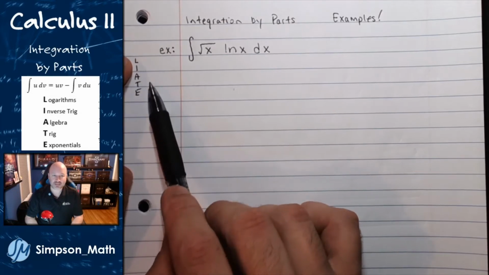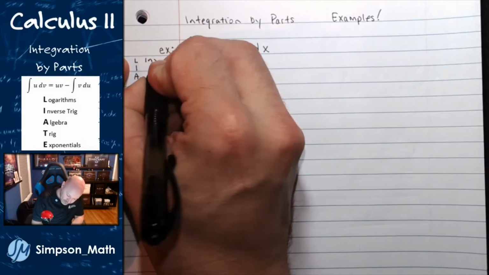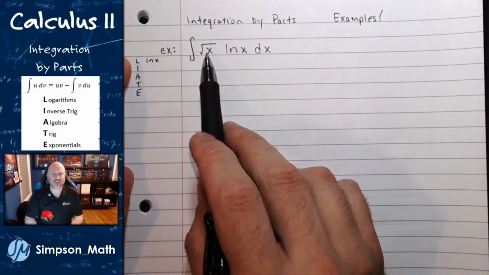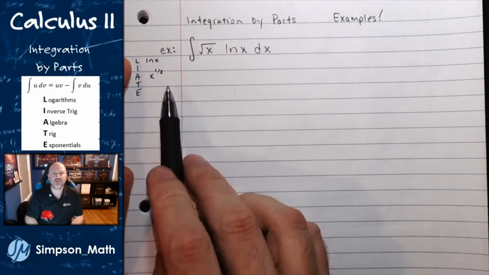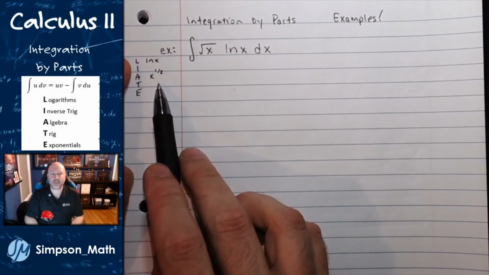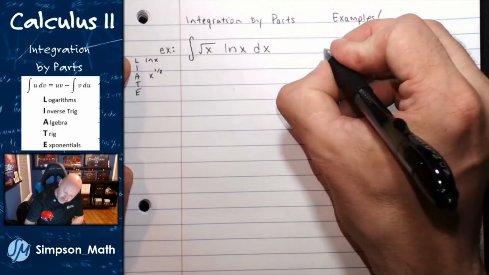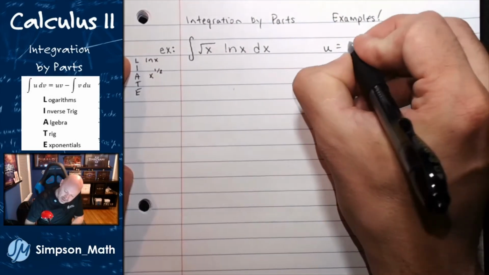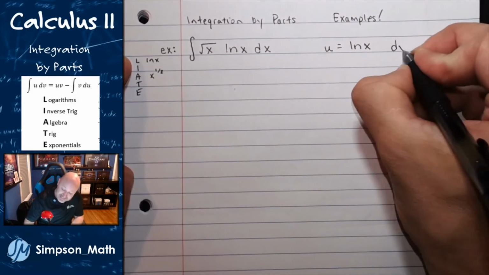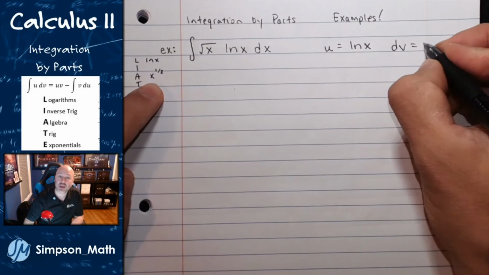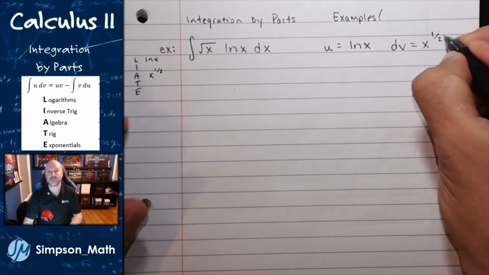So when I look at my list here, I have a logarithm, the natural log of x, and then the square root of x, which is just x being raised to a 1/2 power. I would call that an algebraic expression. So if I follow this guideline, then I want to let u be the natural log of x, and I'd want to let dv be the square root of x, which I'm going to call x to the 1/2 power because I'm about to use some power rules.